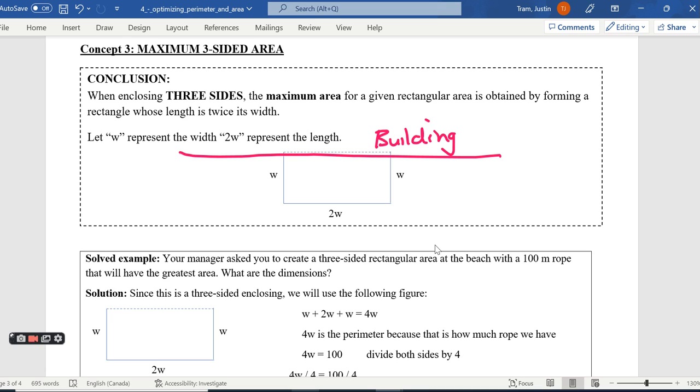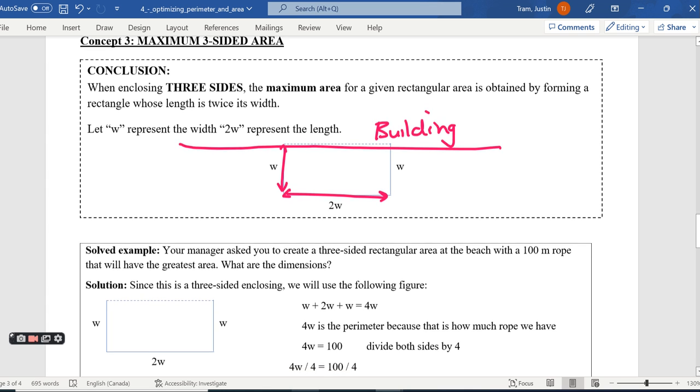So to find the maximum area given a certain amount of fencing, whatever width you have here, let's make up a number, let's say it's 10, the length should be double that. So if the width is 10, then the length should be 20, and so forth. Okay? So let's take a look at these examples.